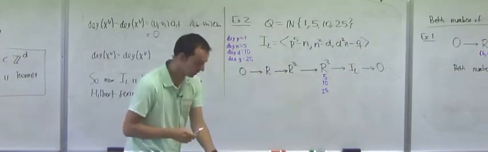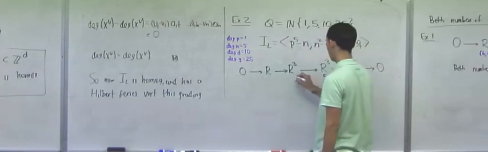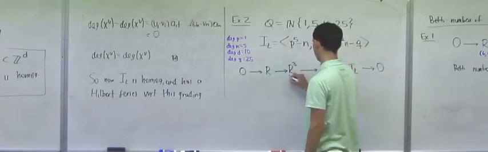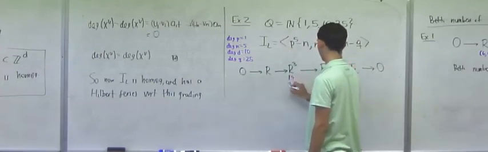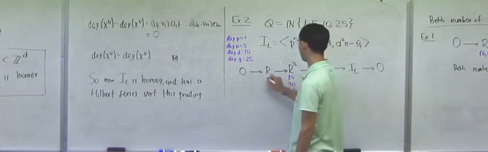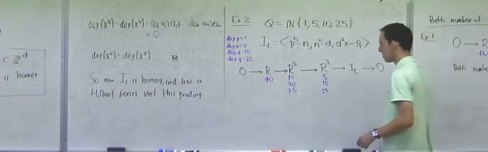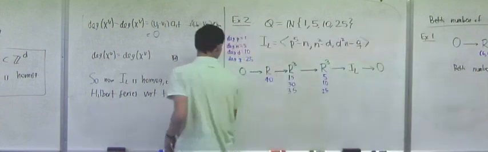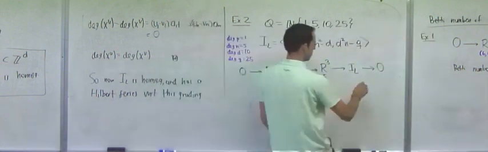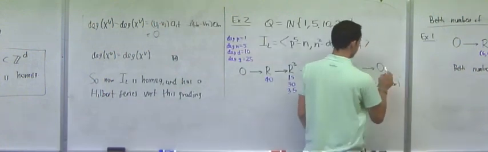It tells you this, and then the shifts are going to look like this: 15, 30, 35, 40. Okay. And this is the minimal free resolution. So this is done by computer.